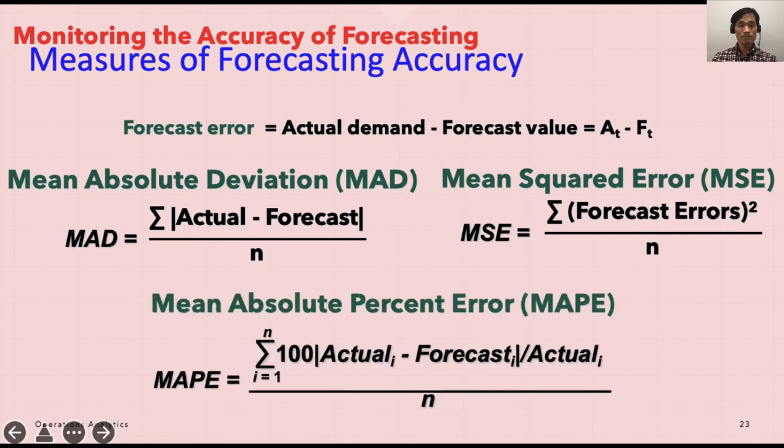The last one is mean absolute percent error, or MAPE. And MAPE is the most intuitive measure for us to understand because it tells us the percentage of the error in comparison to the others. Say 10% of error, 5% of error, or 1% of error. So it's much easier for us to understand that measure in comparison to MAD or MSE.